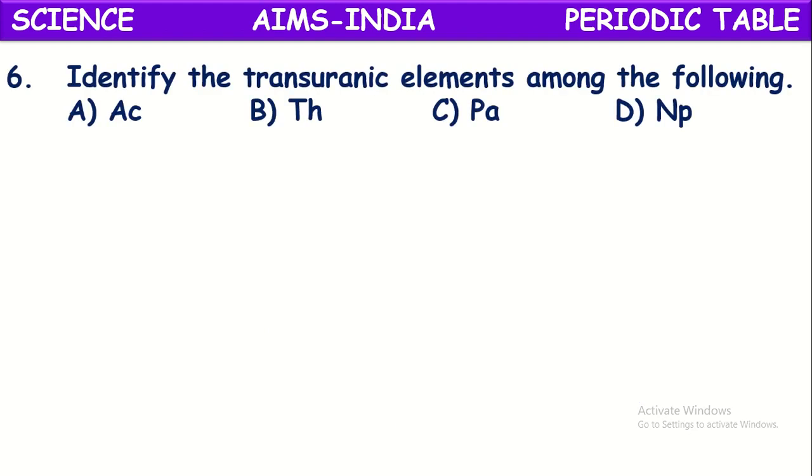Next, identify the trans-uranic elements among the following. Trans-uranic means the elements which come after uranium in the periodic table. The elements with greater atomic numbers than uranium are called trans-uranic elements. Generally, these are radioactive. So the element which comes after uranium is trans-uranic. That is neptunium. Neptunium is present after uranium in the periodic table, and hence it is called a trans-uranic element. Okay.